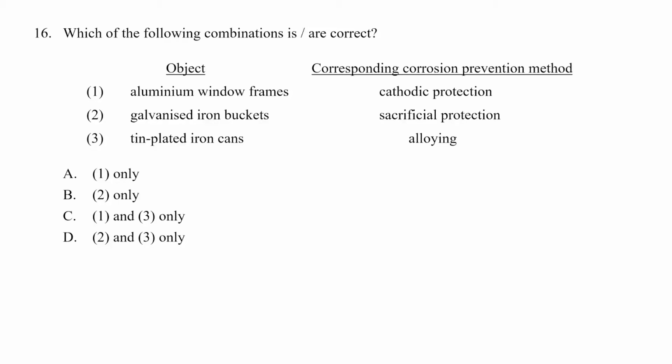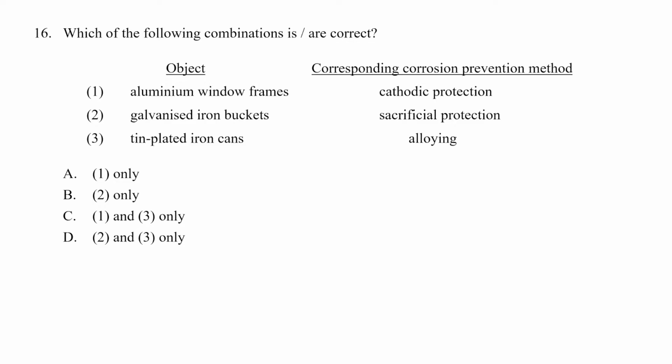2012 question 16. Which of the following combinations is or are correct? On the left-hand side, you have the object, and on the right, you have the corresponding corrosion prevention methods. Now let's look at the first one. Aluminum window frames and cathodic protection.